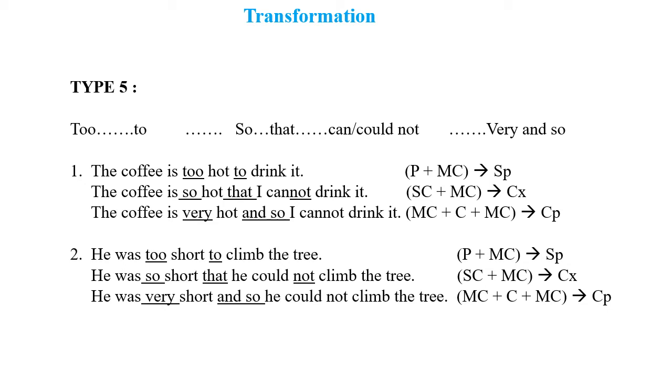This is compound. He was too short to climb the tree. Here, this is in past tense. He was so short that he could not climb the tree. He was very short and so he could not climb the tree.